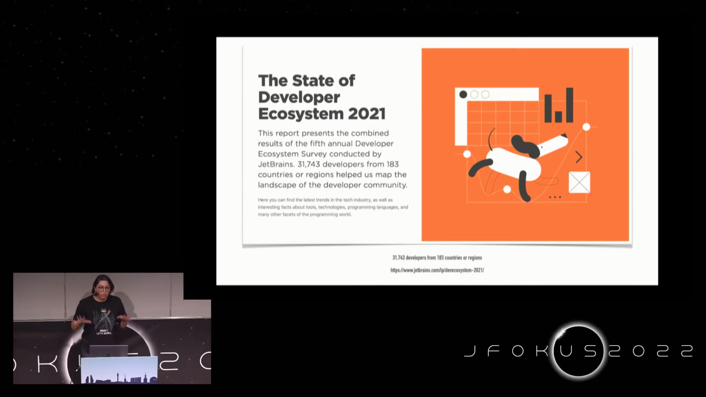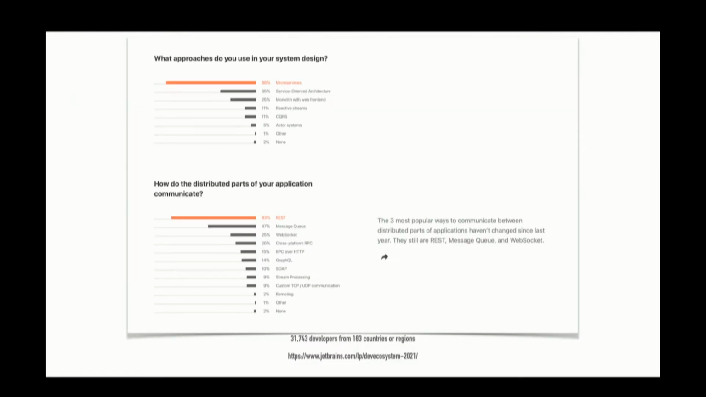The other reason why I'm doing this particular session: why testing? Well, testing is important. Why REST APIs? Recently there was the State of Developer Ecosystem survey made by JetBrains, from almost 32,000 developers all around the world. The question that I really focused on was: regardless of your architectural style, monoliths or microservices, we are still doing a lot of REST for communicating between our different components.